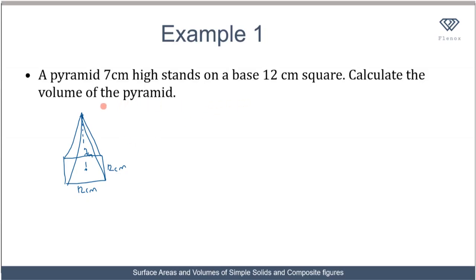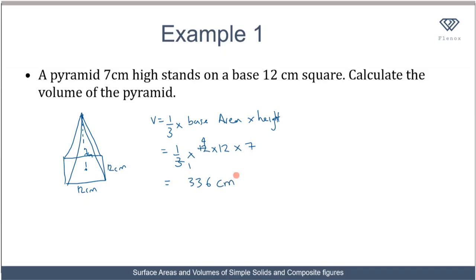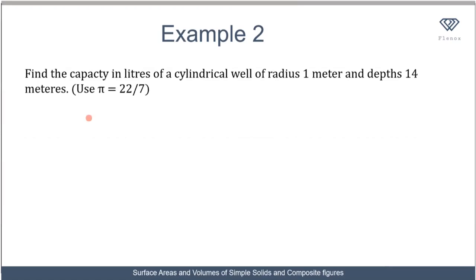So we're now told to calculate the volume of the pyramid. You know that the volume of a pyramid is given as 1 over 3 times the base area times the height. Since we have a square base, the base area is going to be length times breadth. So I have 1 over 3, and my base area is just going to be 12 times 12, and my height is given as 7. When you punch this into your calculator, you get 336, and the unit is going to be cm cubed, because the unit of volume is length cubed, and since I'm dealing with centimeters, the unit is going to be centimeter cubed.